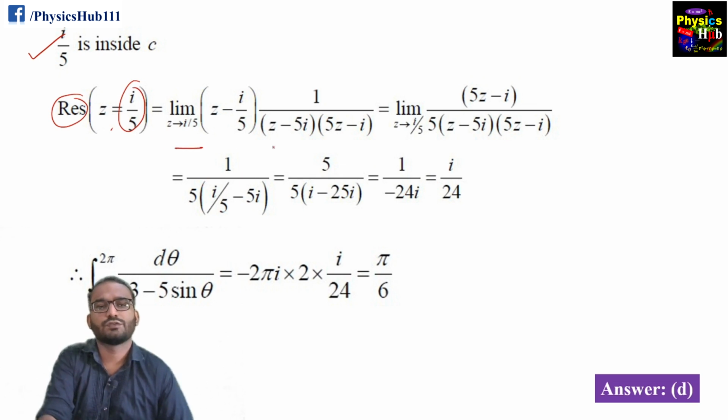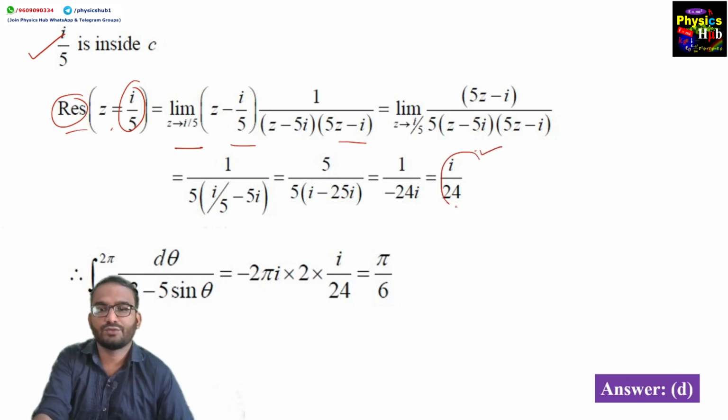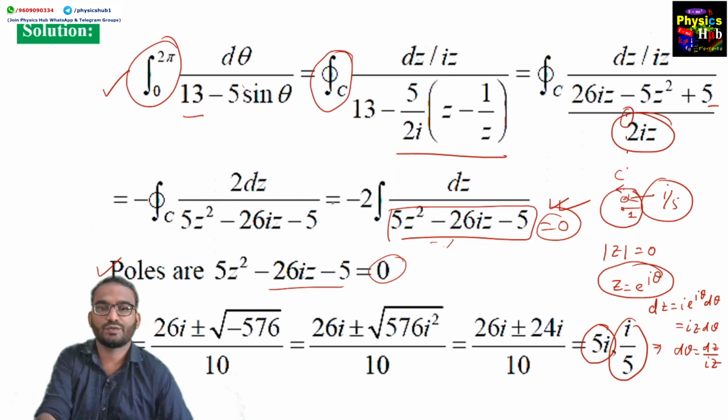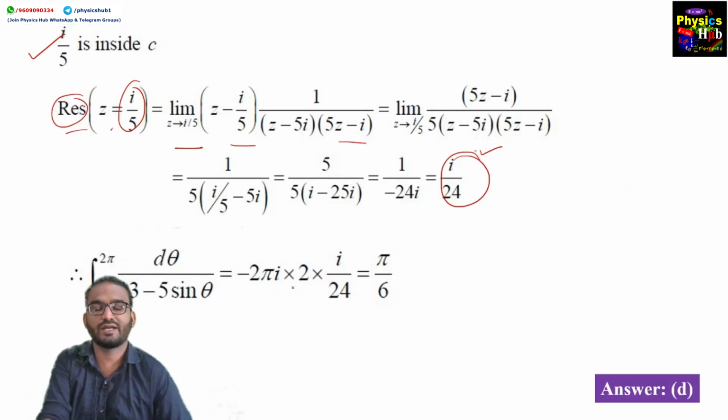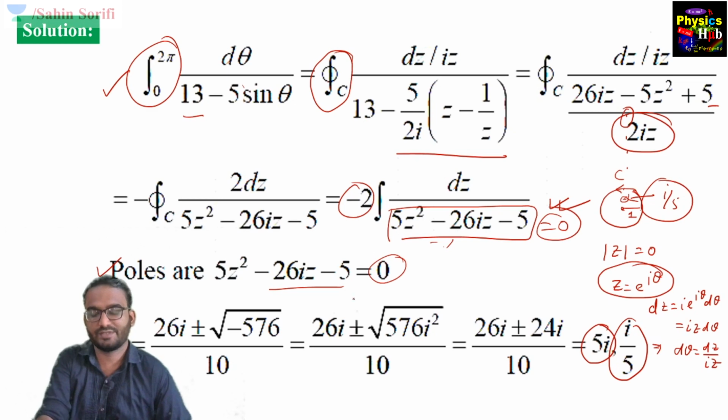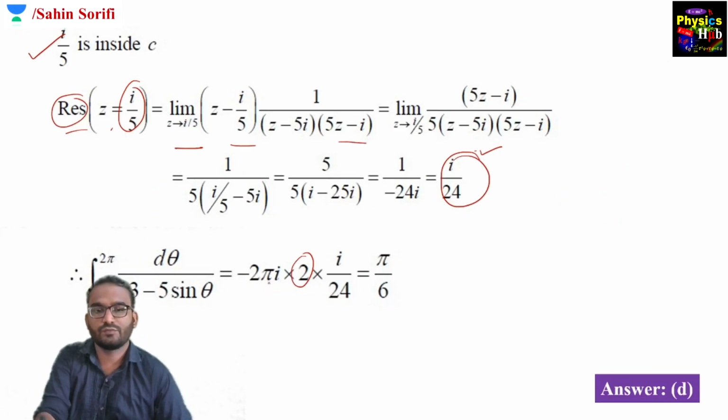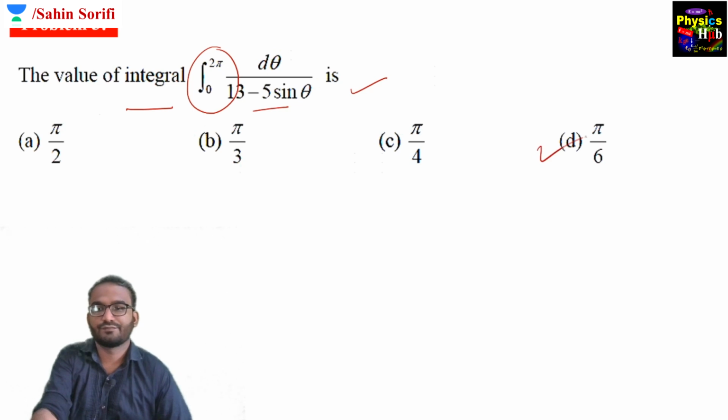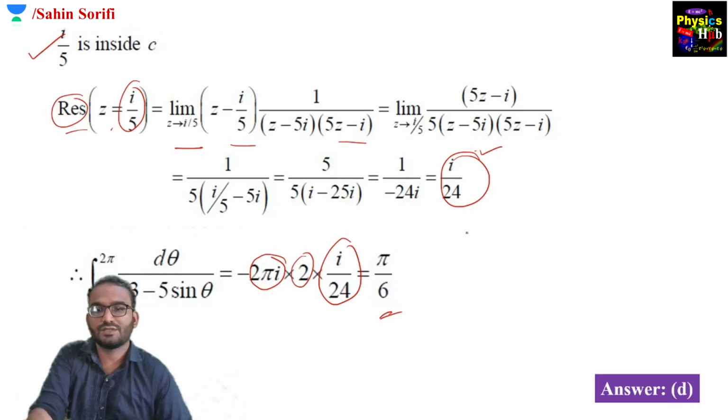This is a simple pole, so we can find the residue in this way: limit z tends to a of (z - a) f(z). This is the main formula, and we can find the value of this residue as i/24. So the integral from 0 to 2π of dθ/(13 - 5 sin θ) becomes, with the minus sign that was there already, the minus 2 that was there, and 2πi into the sum of residues, that is giving you π/6. It is matching with option B. So we have utilized Cauchy's residue theorem.